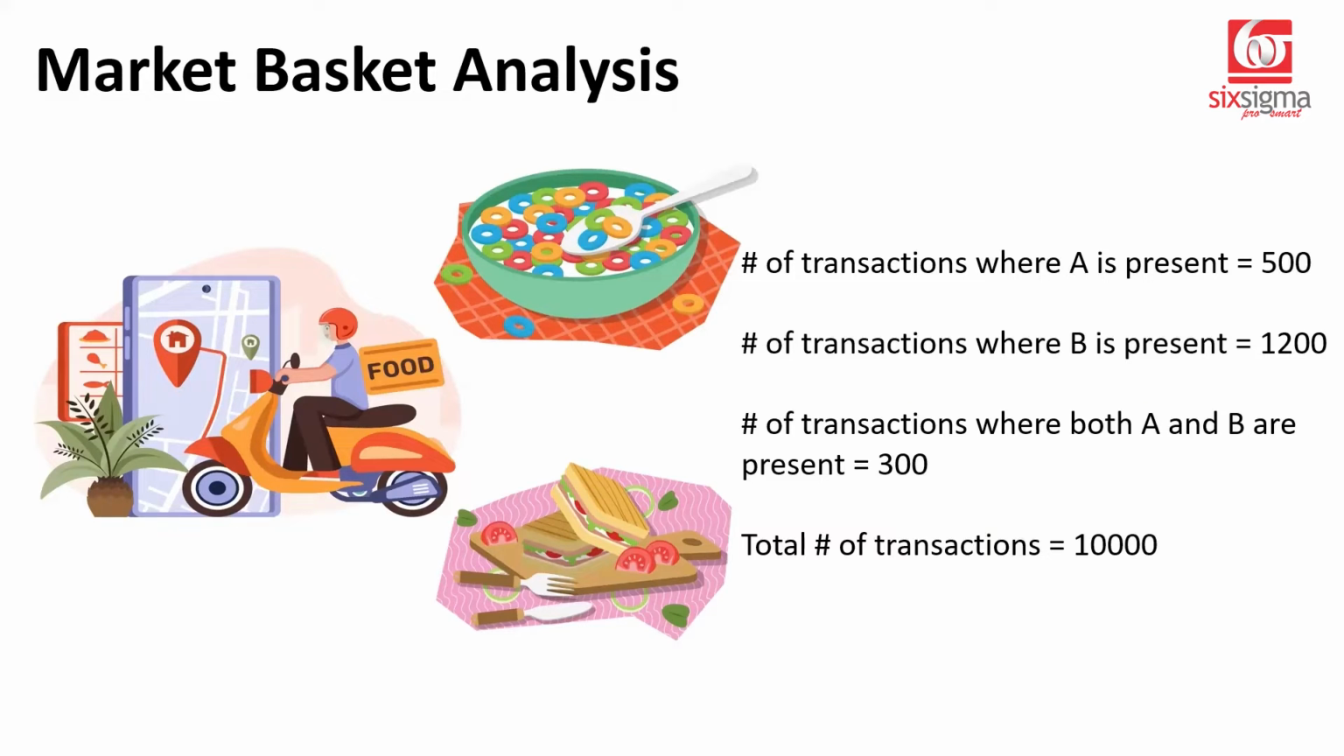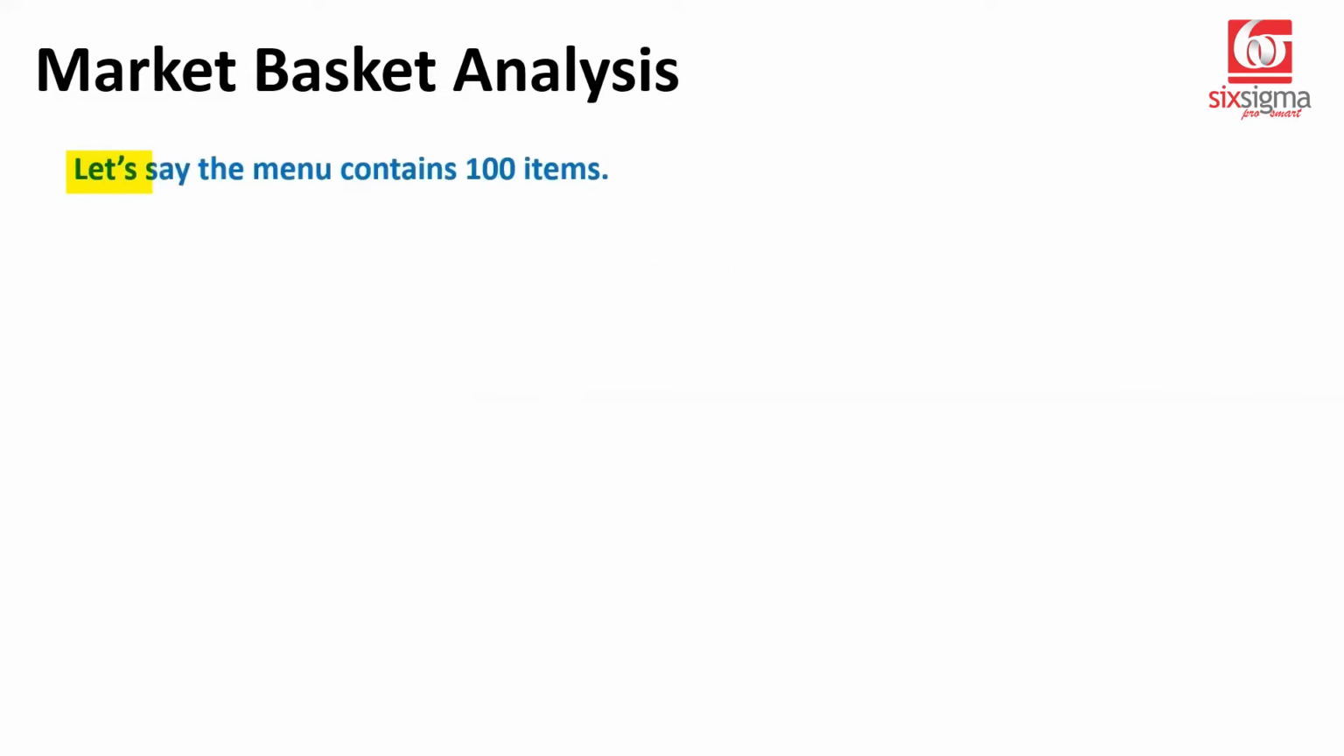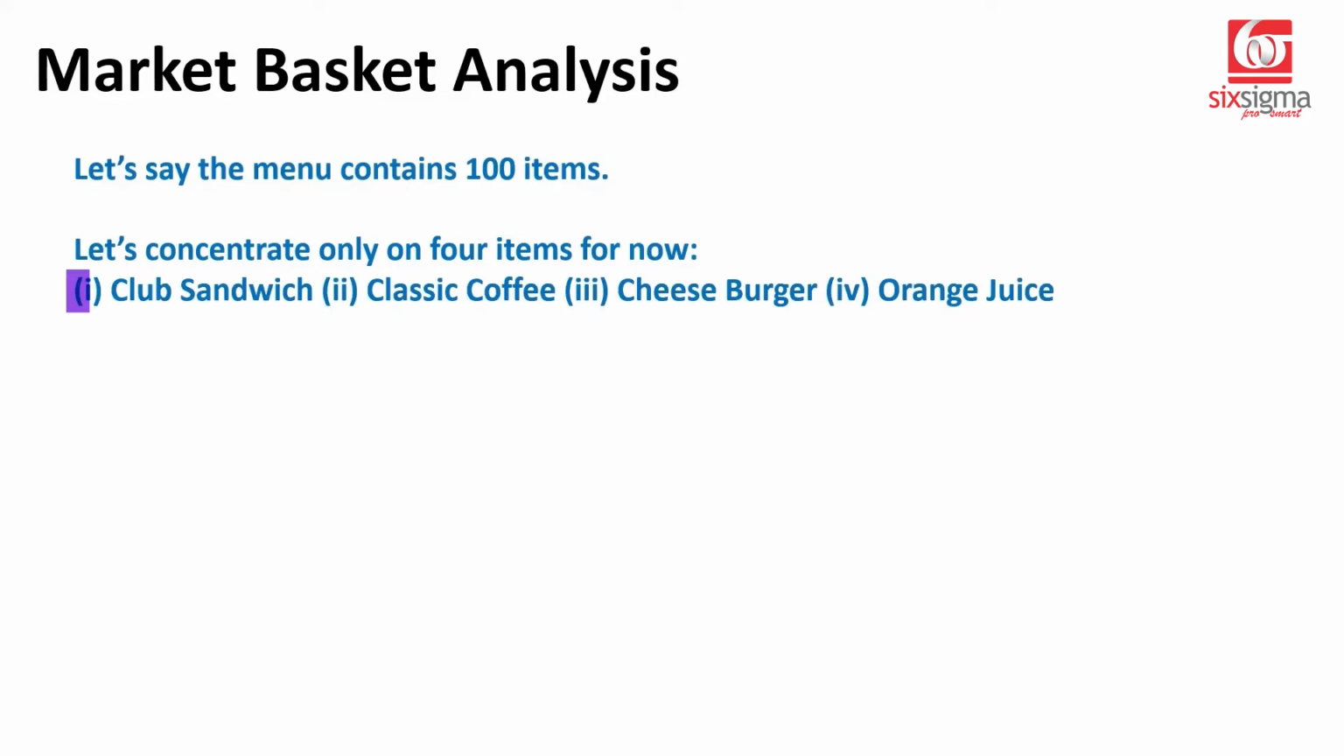Let's look at an extension of this and try to understand the importance of the Apriori algorithm, which helps us solve this problem. So let's say the menu contains 100 items, but for the time being, we're going to concentrate only on 4 items. And these 4 items are, let's say, a club sandwich, a classic coffee, a cheeseburger, and an orange juice. These are the 4 items out of the total 100 items that the restaurant offers in its menu.